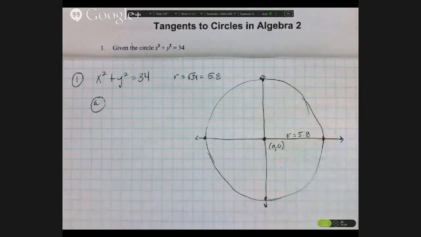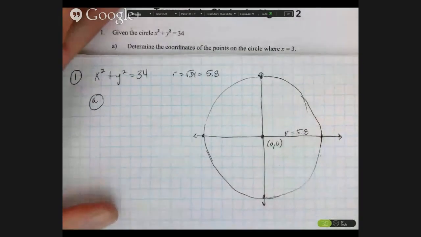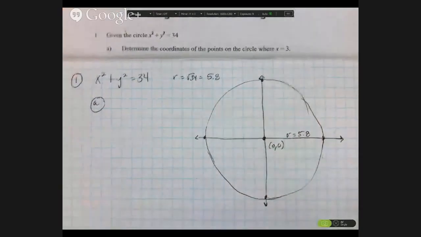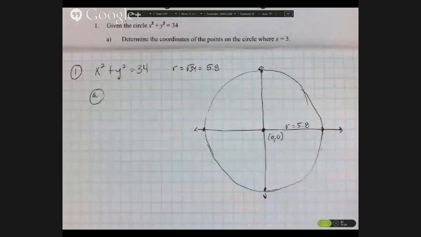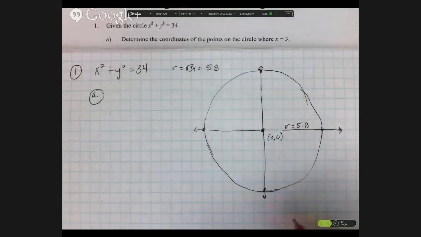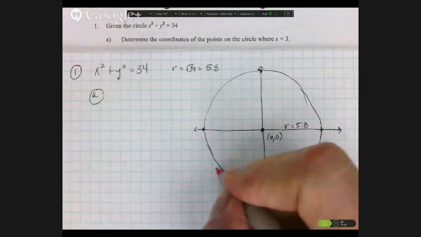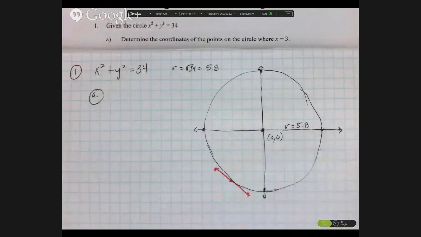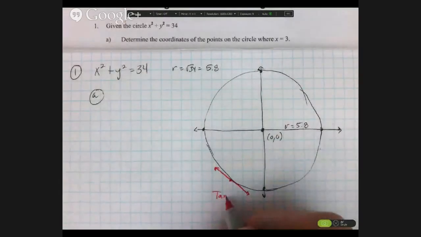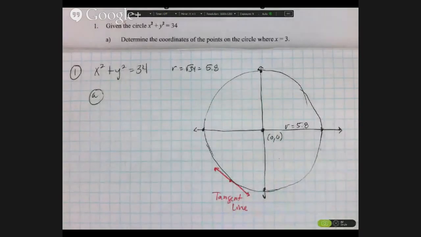Okay, so if we're going to look at tangent lines to circles, remember a tangent line is a line that touches a shape in exactly one point. So that would be a tangent line. Do not mix it up with the function tangent in trig.